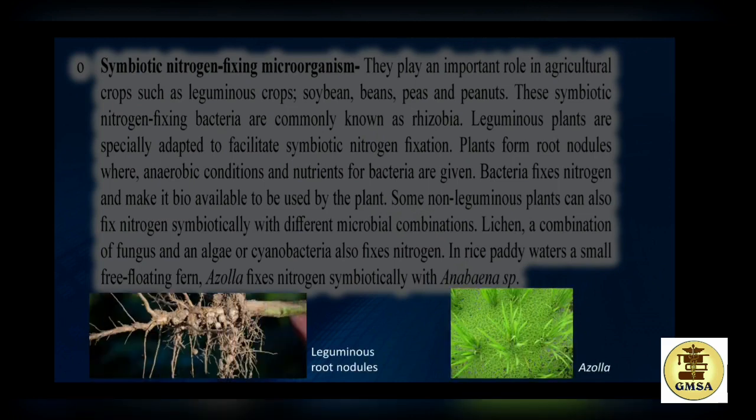Now here you can see some images. On the left side you can see the leguminous root nodules. Now these are found in legume roots, and they facilitate and provide anaerobic conditions for the symbiotic nitrogen fixation. And on the right side you can see the free floating fern which is azolla, and this along with Anabaena is involved in symbiotic nitrogen fixation.